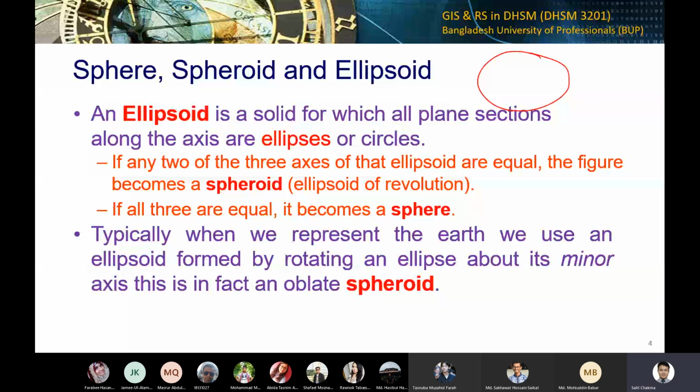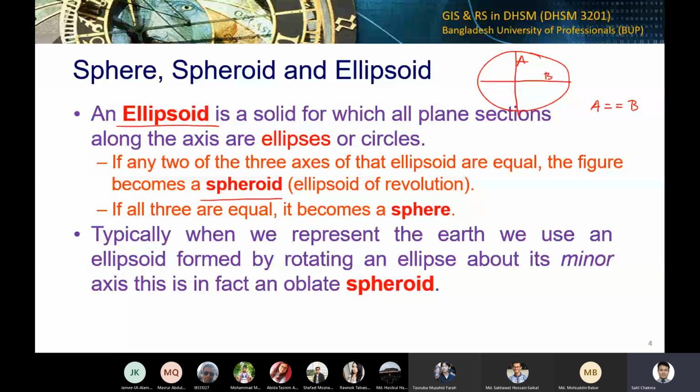Now, what it says is that if two of these axes, so axes are x and y, if they are equal, that means our axes, if this is the a axis and this is the b axis, if a equals b, then in that case we call it a spheroid. That means what we rotated, the curve we rotated, was a perfect circle, a single circle with one radius.